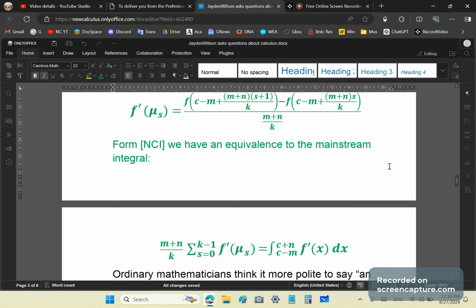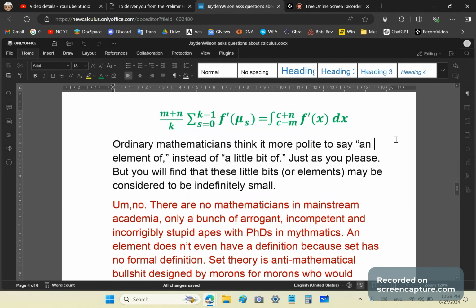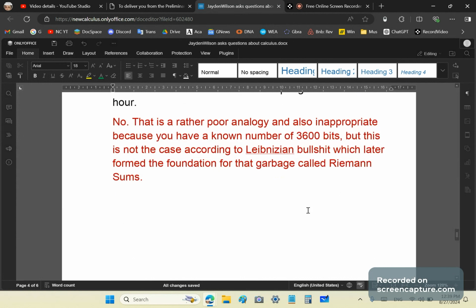So from the new calculus, we have an equivalence to the mainstream calculus, which you see in this equation here, okay? And of course you have to do a lot of studying to understand that, but once you get past that, everything is crystal clear.